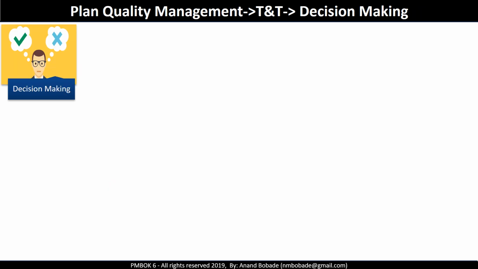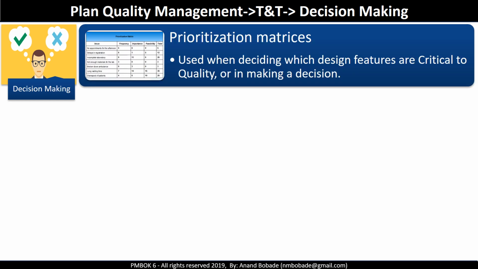Decision making. As you know, some tools and techniques work independently and some work with other tools and techniques. Decision making can be used along with cost of quality, meetings, test and inspection planning, tools and techniques. For example, how decisions are made during meetings with the subject matter experts and/or project team members.